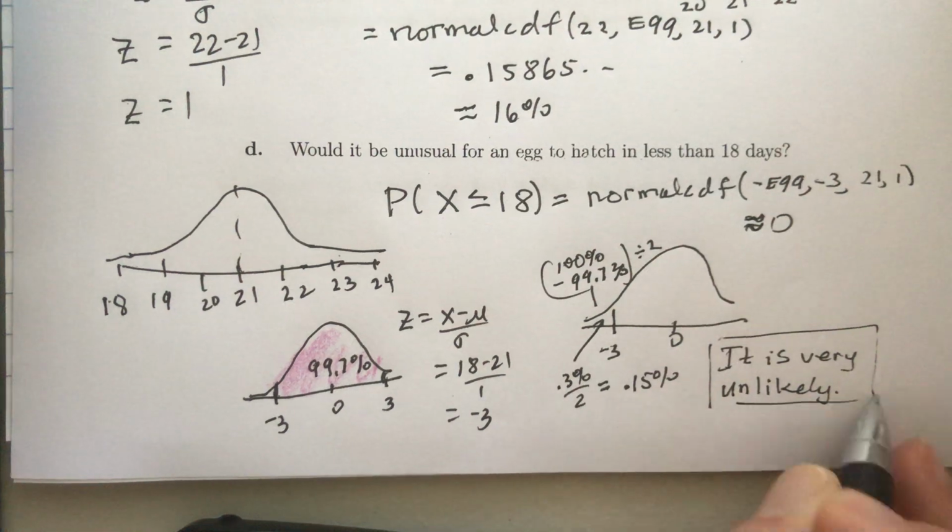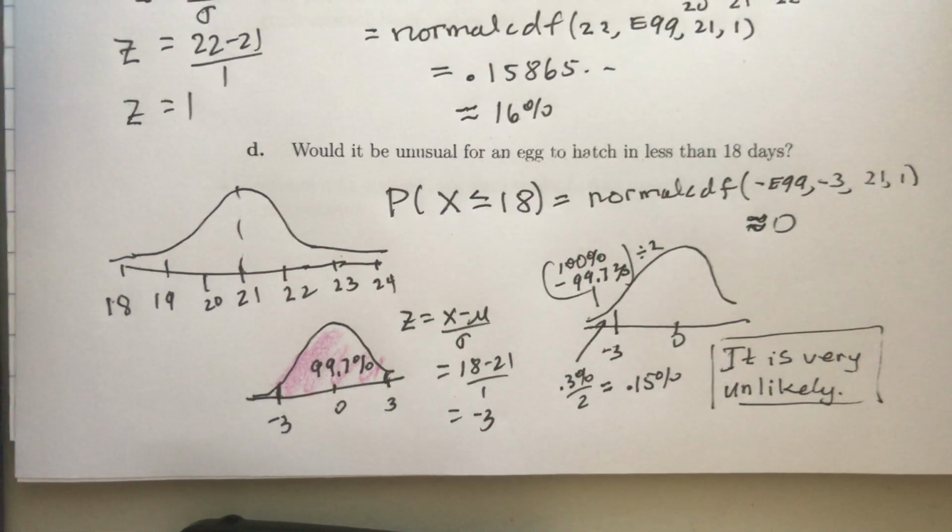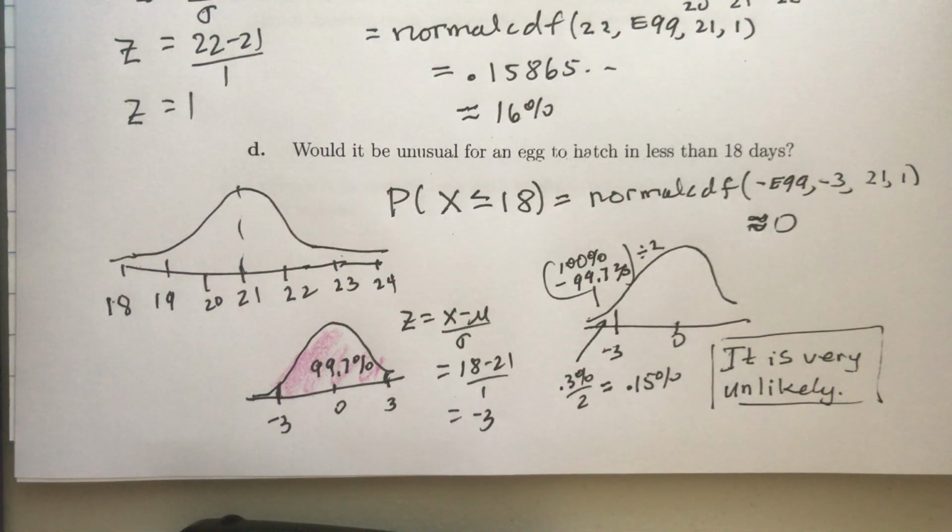That's the answer. So if you're a chicken farmer, if you're raising chickens, you can be rest assured that your eggs will not hatch in less than 18 days.